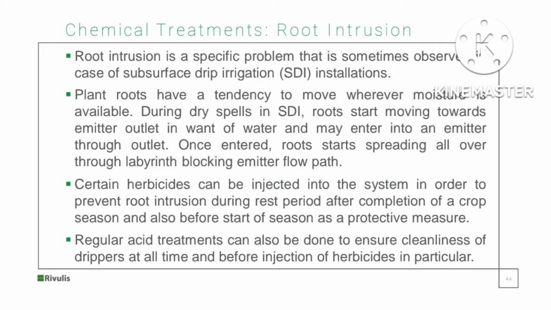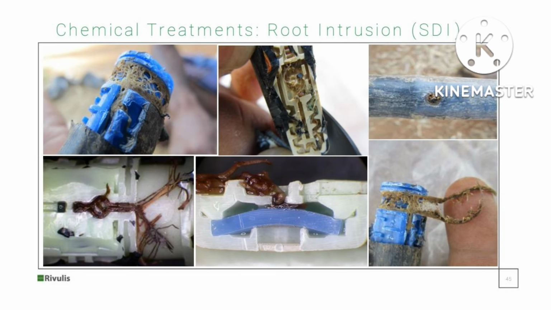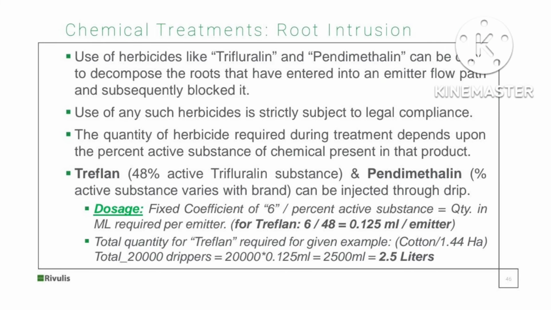Chemical treatments, root intrusion. Root intrusion is a specific problem that is sometimes observed in the case of subsurface drip. The roots enter the drip line. Use of herbicides like trifluralin and pendimethalin can be used to remove that.